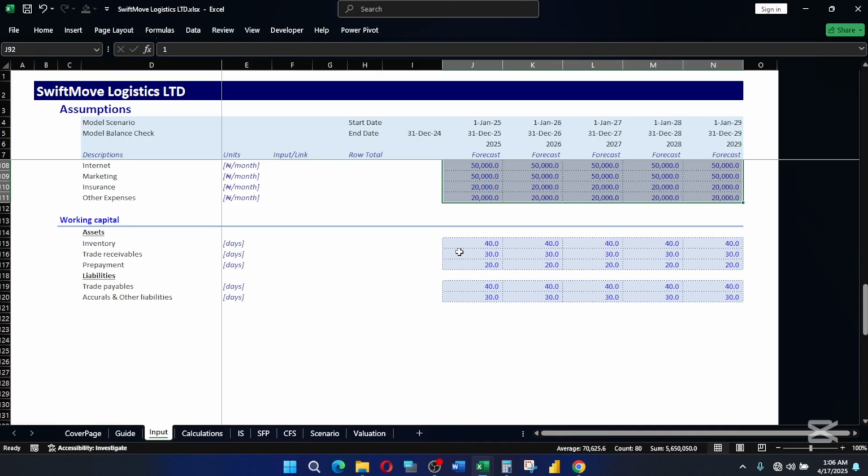So this is where we are going to decide that. Now, if you look under the working capital, we have the asset, and then under the asset, we have the inventory, the trade receivables, and the prepayment. Now, inventory: for a logistics company, what kind of inventory do logistics companies own?